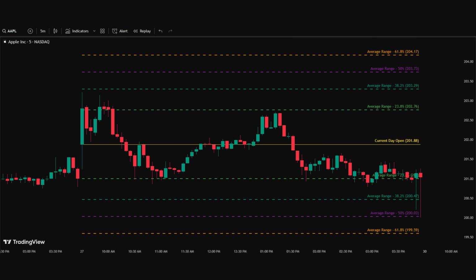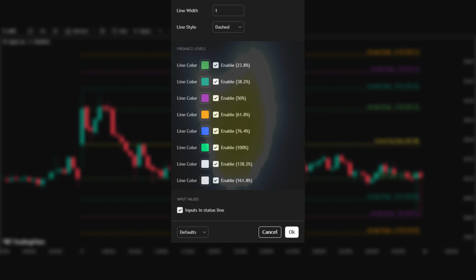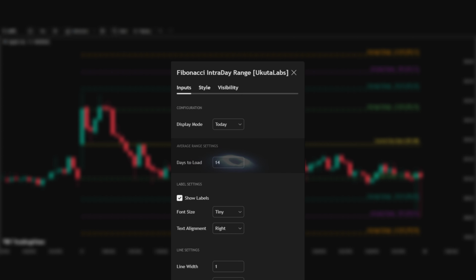Now let's quickly review the settings for this indicator. The settings for this indicator are mostly visual. You can adjust the label sizes and customize the line styles to your preferences. Each Fibonacci level is fully configurable. Users can selectively enable or disable individual levels based on their preferences and customize the color of each level to enhance chart visibility and alignment with their personal charting style. Finally, as mentioned earlier in the video, the look-back period is fully adjustable. Increasing the days to load value expands the number of daily candlesticks included in the calculation, resulting in a broader averaging range that can smooth out short-term volatility.